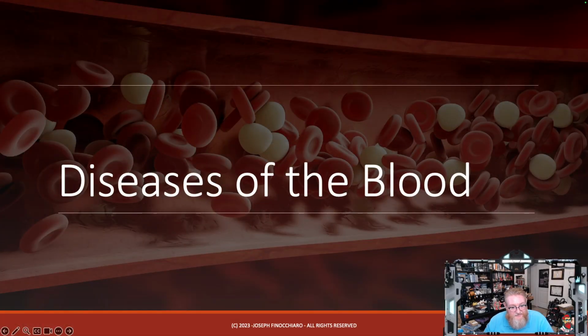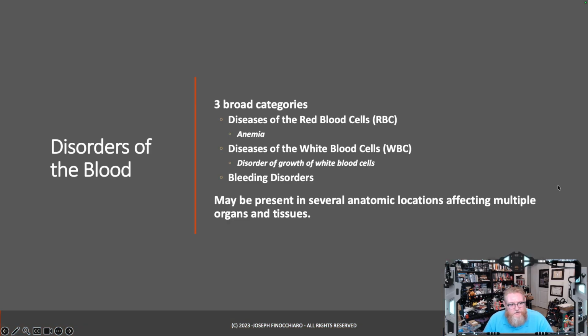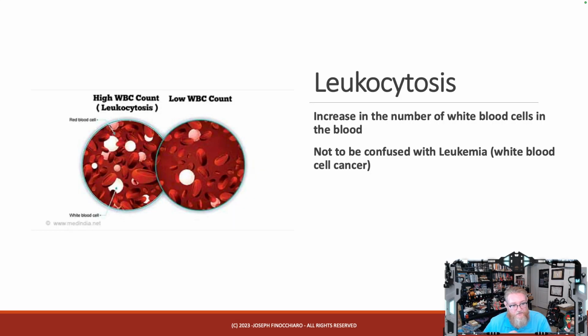Let's get the presentation up, and let's talk about diseases of the blood. So disorders of the blood, there are three broad categories. We have diseases of the red blood cells, such as anemia, diseases of the white blood cells, which are disorders of growth of white blood cells, and bleeding disorders.